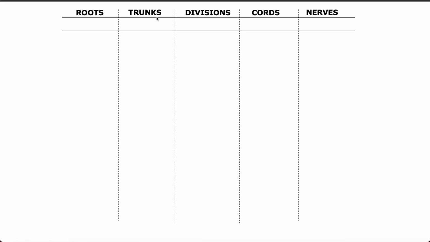The roots, trunks, divisions, cords, nerves. What are these? My roots are located, roots of what? My brachial plexus. They are located in the paravertebral region. Para means parallel to my vertebral region. And there we all know ventral rami is the only thing which has been used. And who's this? My C5, my fifth spinal nerve, C6, C7, C8, and T1. So these five nerves are the ones making my brachial plexus.